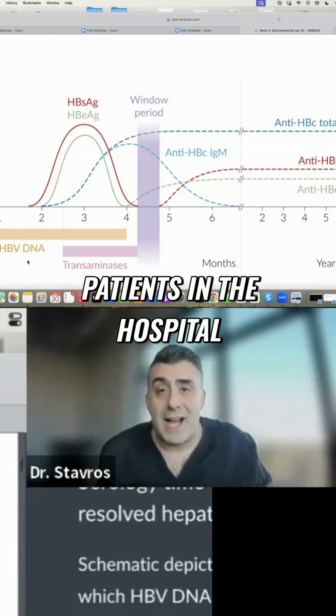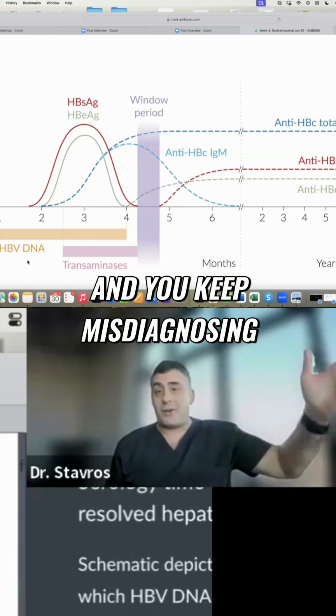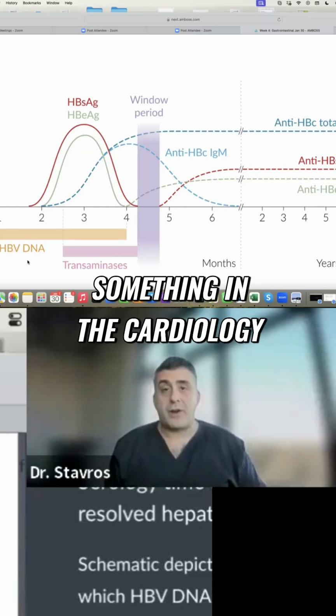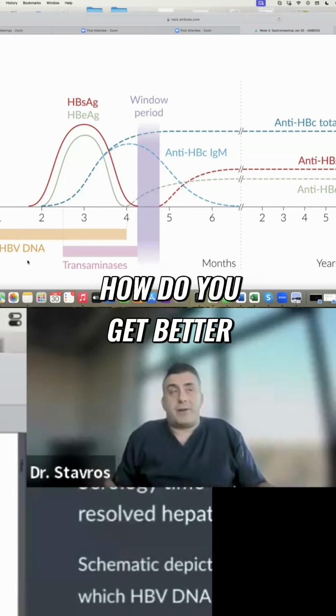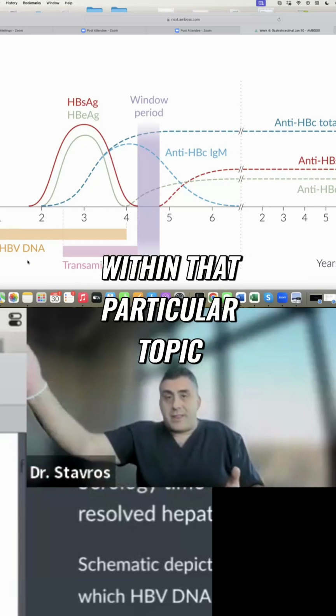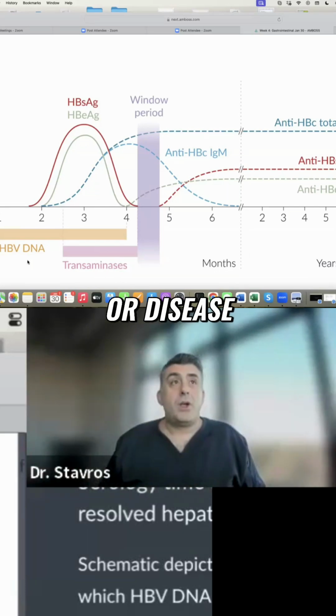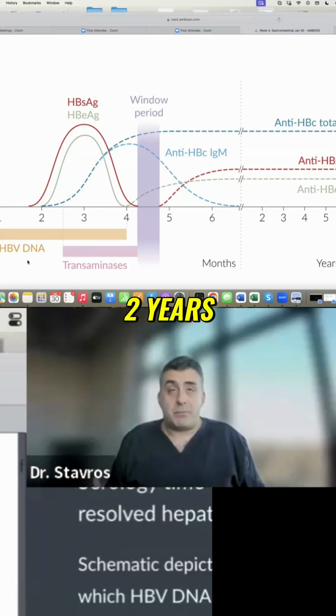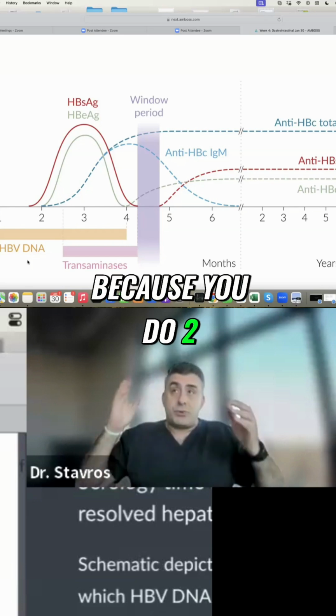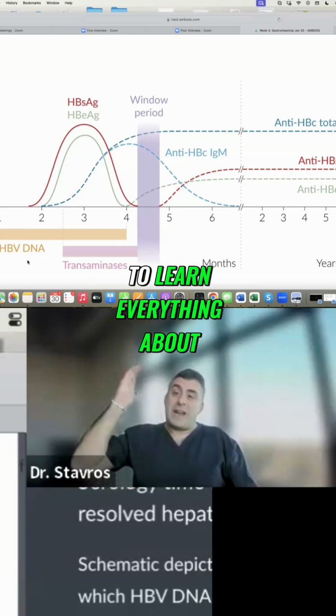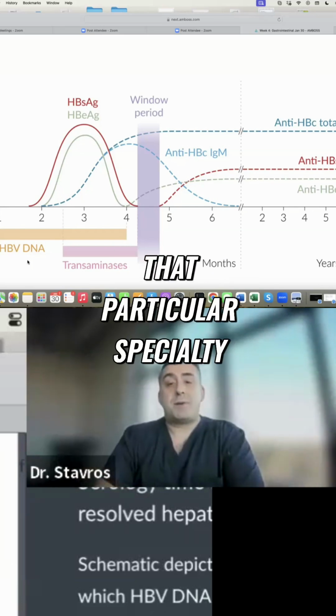If you go see patients in the hospital and you keep misdiagnosing something in cardiology, how do you get better? You go see patients within that particular topic or disease. That's why fellowships are 2 years, at least 2 years, because you do 2 years of that specialty to learn everything about that particular specialty.